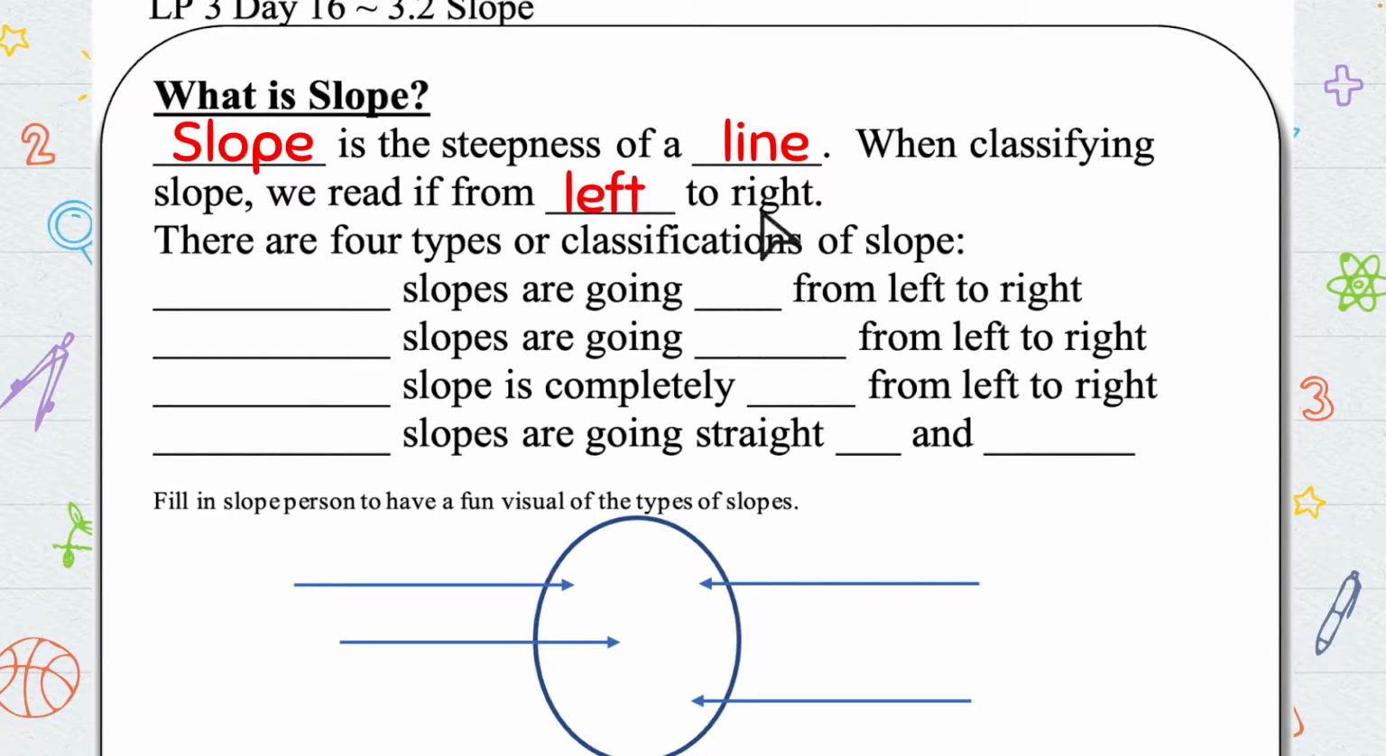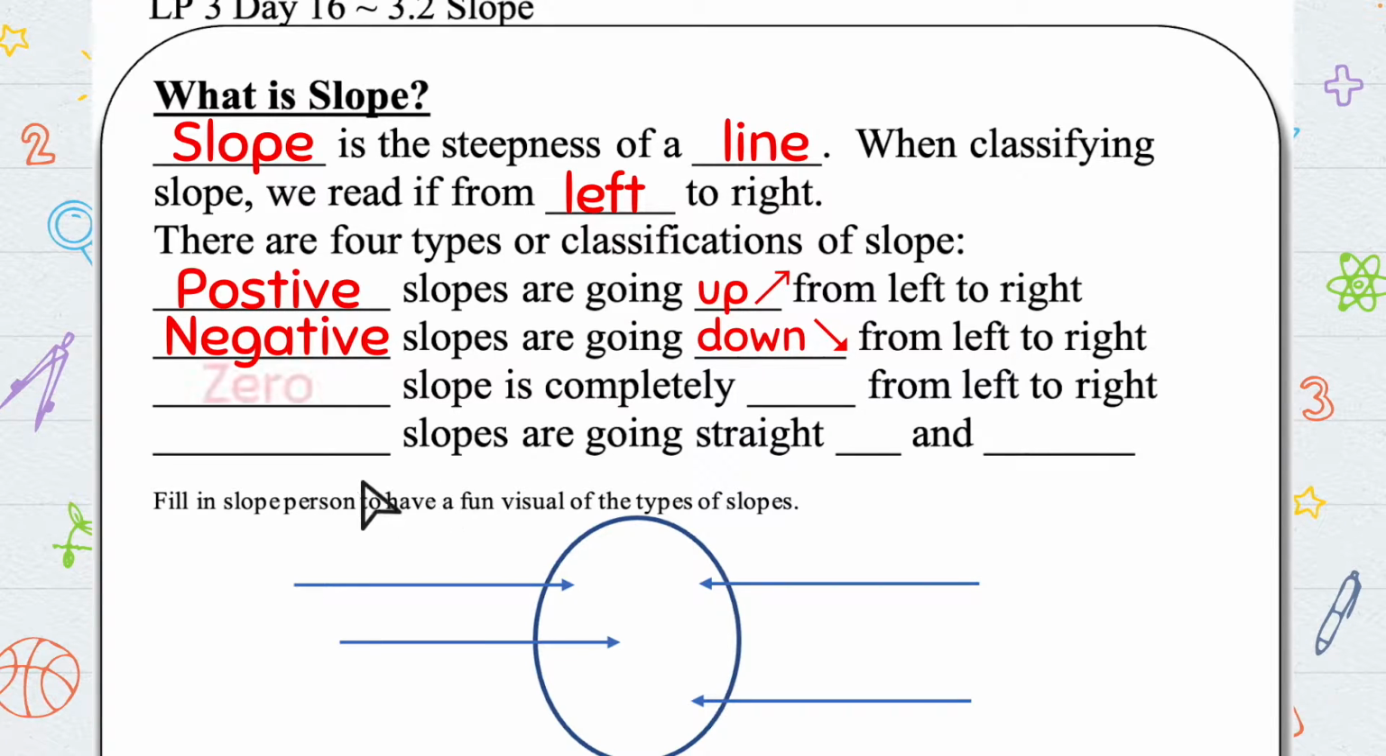If we're looking at a graph, you always want to make sure you're reading it from left to right, just like you're reading normal sentences, just like we're doing here. There are 4 classifications for slope. We have a positive slope, and they are going up from left to right. You can see my little line going up. Negative slopes are going down from left to right.